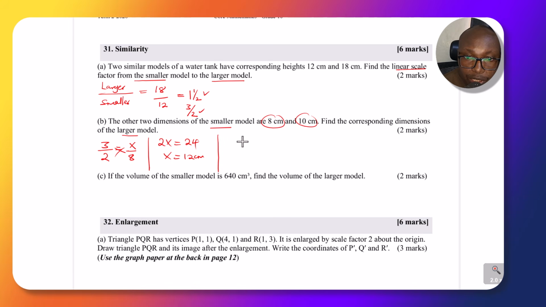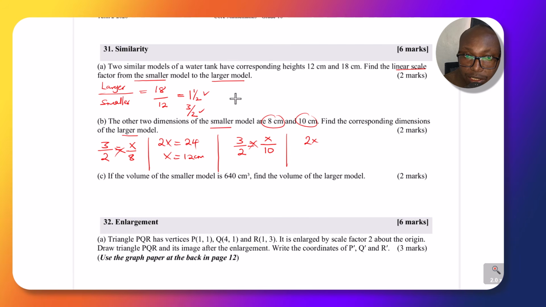Then we do the same for 10. So we use the same linear scale factor, now the smaller model measures 10. What about the corresponding dimension of the larger model? We let that one be x. So we work out these. And remember, when you're using this ratio, you're using the larger divided by the smaller. So the larger is in the numerator, then the smaller is in the denominator. So we multiply this 2 times x.